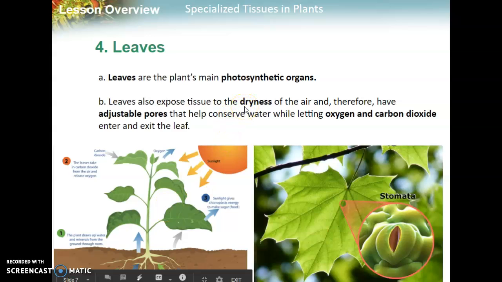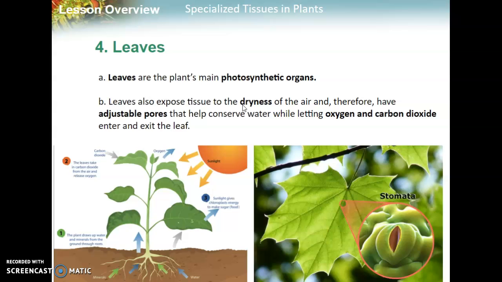Leaves are the plant's main photosynthetic organs. The broad, flat surfaces of many leaves increase the amount of sunlight plants absorb. Leaves also expose a great deal of tissue to the dryness of the air and therefore have adaptations that protect against water loss. Adjustable pores in leaves help conserve water while letting oxygen and carbon dioxide enter and exit the leaf.